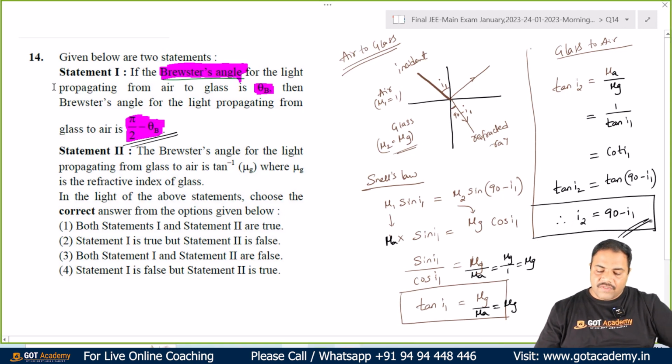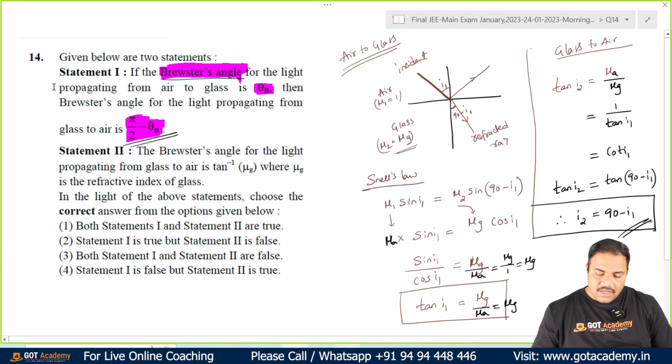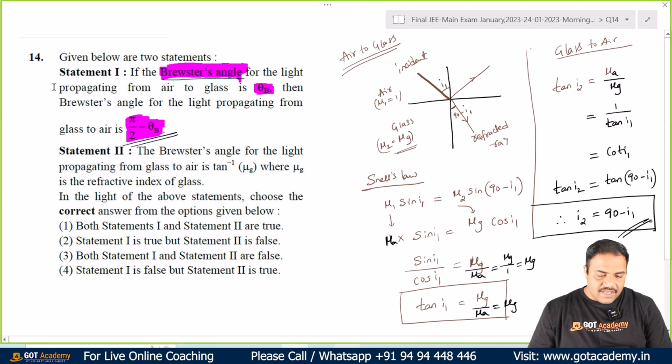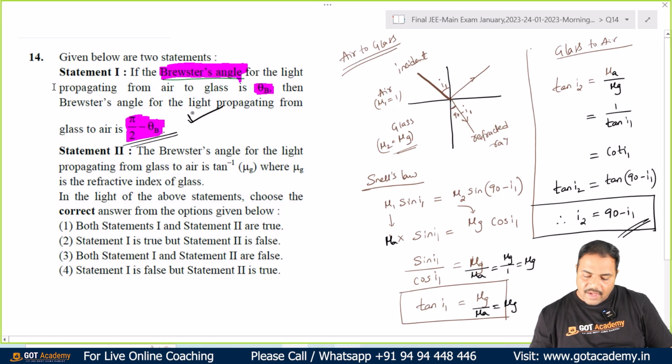So, my dear children, from this we can say that in statement 1, Brewster's angle from air to glass is theta B, whereas the Brewster's angle for light propagated from glass to air is 90 minus theta B. So from this proof, statement 1 is true, no doubt in that.